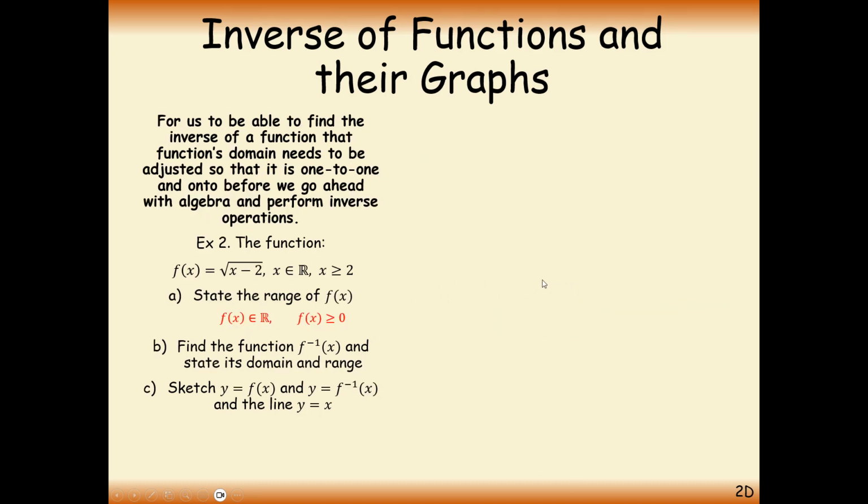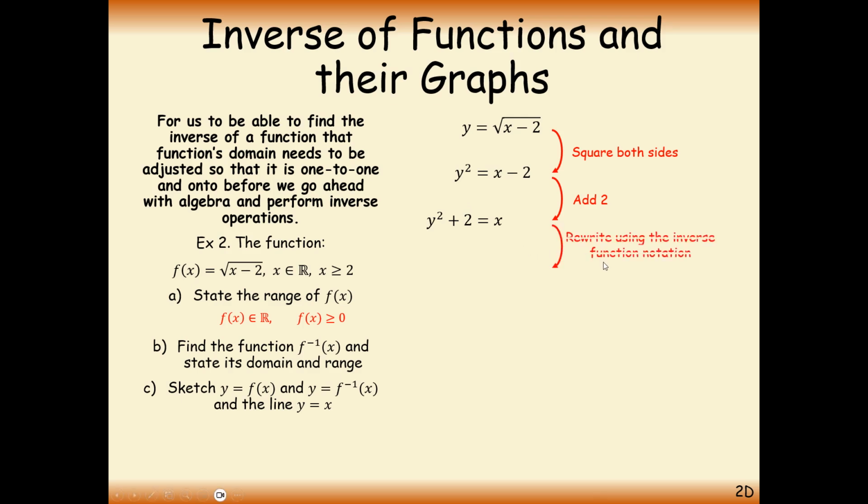So in part B, we've been asked to calculate the inverse of this function. What we do is replace f of x with y, square both sides, add 2 to both sides, and we have x made the subject of the formula. Now we replace what y is with another x, and we get rid of the x on the right. We will write f inverse equals x squared plus 2 rather than y squared plus 2.